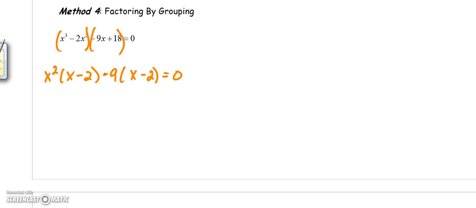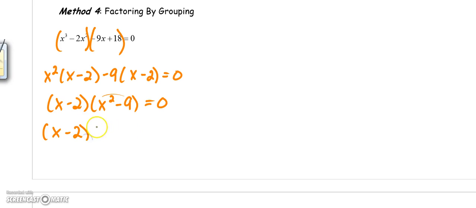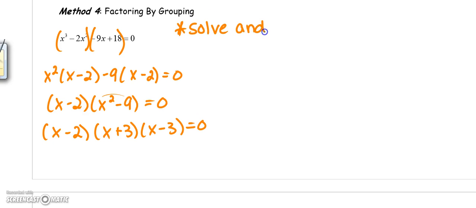My 2 parentheses match, so I pull the matching parenthesis out, and I'm left with x squared minus 9 equals 0. Then if we looked at the second one, you'll notice that's a difference of squares, so that can actually factor further. So I'm going to have x minus 2 times x plus 3 times x minus 3 equals 0. I'm just about out of time, so I want you to finish solving and graphing this last one. Good luck.